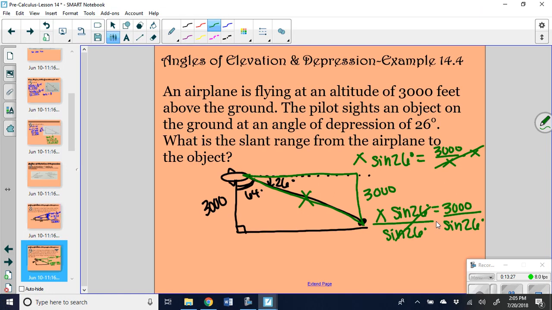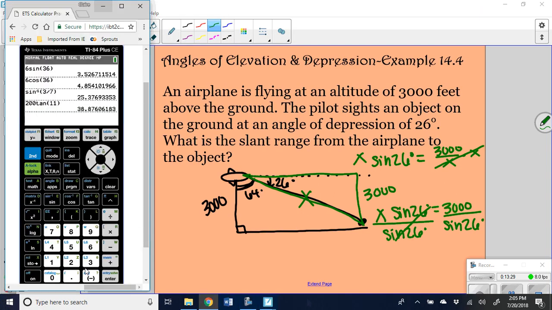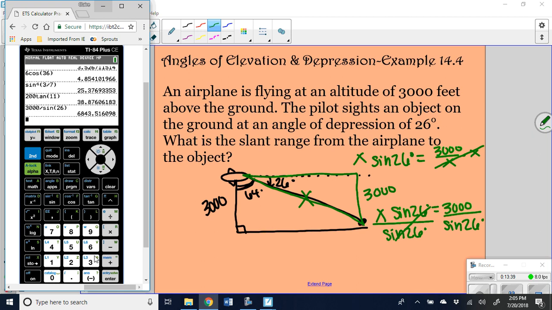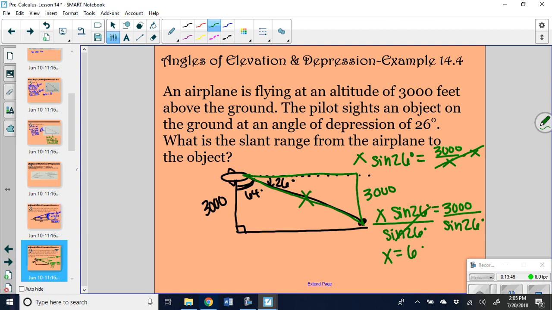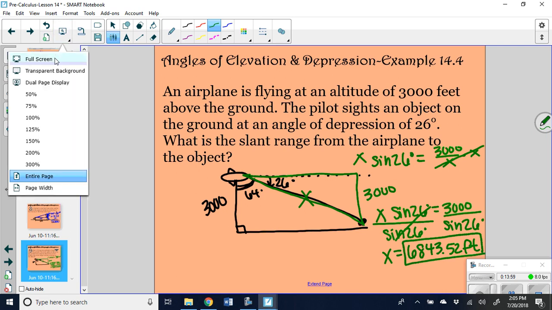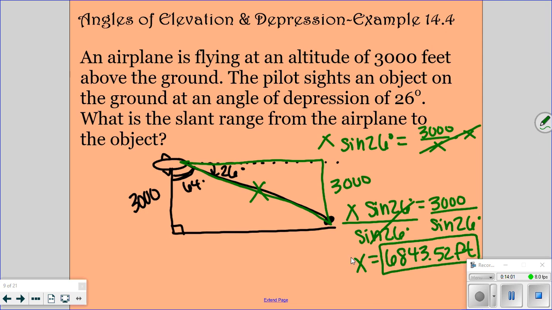So when we plug that into our calculator, we're going to do 3,000 and then divide it by sine of 26. And then if you hit enter, you should get 6,843.52. So that would be the slant range of your airplane to the object. Okay?